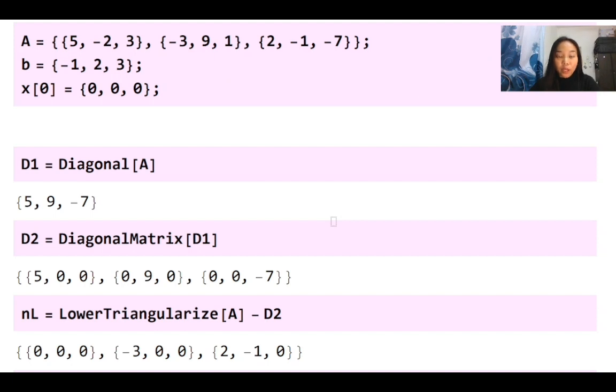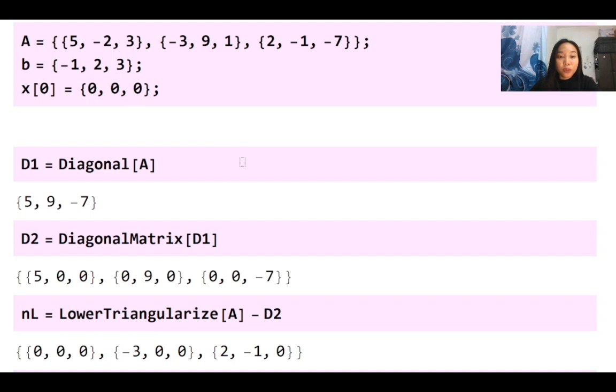So now I'm going to explain the Jacobi coding for SN1. Firstly, we're going to input the given question, which is A equal to [5, -2, 3; -3, -1, 2; -1, -7...], B equal to [-1, 2, 3], and for the initial value, x0 is equal to 0, 0, 0.